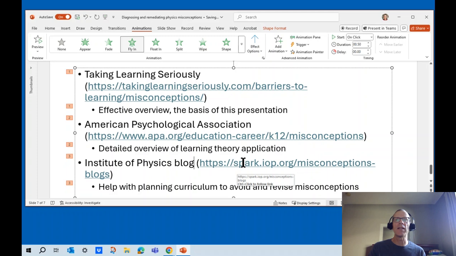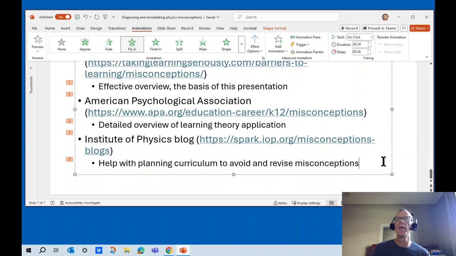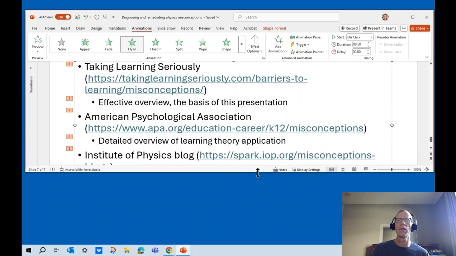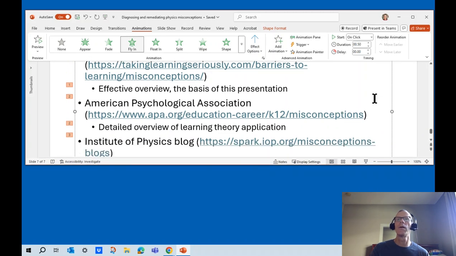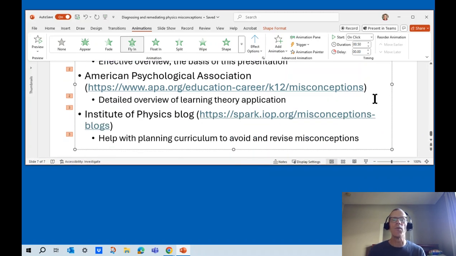But this link specifically is to a very long article that really is helpful in planning curriculum to avoid and revise misconceptions. So this, the IOP, Institute of Physics, would be a great place to look if you want to overhaul the ways that you're teaching some things. They give you a lot of great information on that.